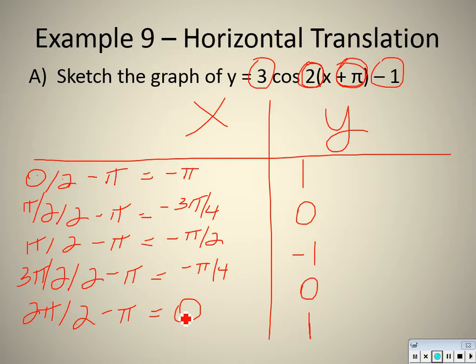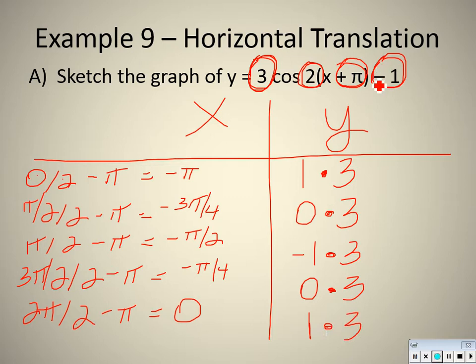Now for my y values, notice I have this 3 that's being multiplied in front of the function, and then I have this minus 1 at the end that's going to shift the graph down. So this 3 is going to vertically stretch the graph. I'm going to take each of my y values and multiply them by 3. Then this displacement at the end is going to shift all the points down 1. So I'm going to subtract 1 at the end of each one of these.